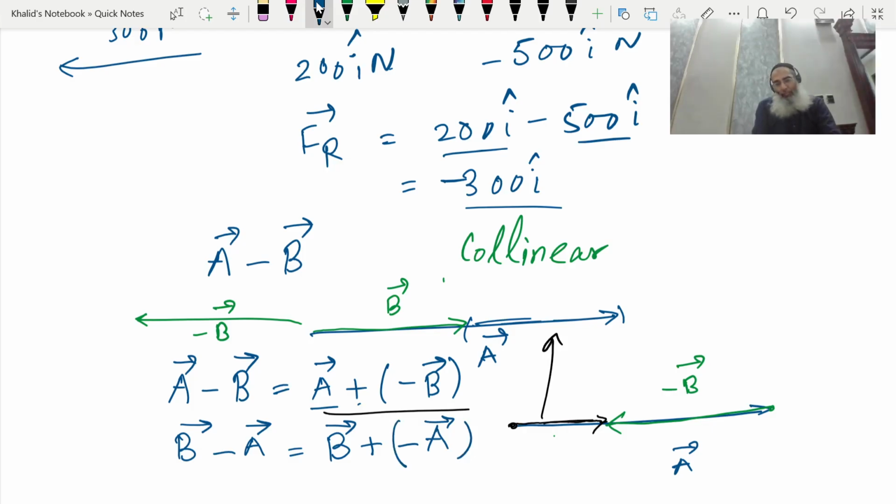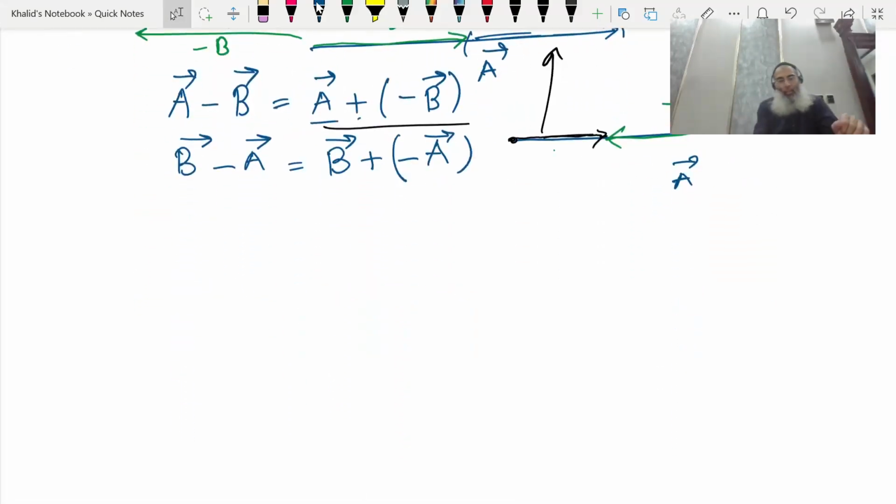And they are not the same. They are not the same because if B is a smaller vector and A is a larger vector, then their difference will be a negative vector. For example, if this one is 10 i cap and this one is 15 i cap, then their difference is minus 5 i cap. That is negative.